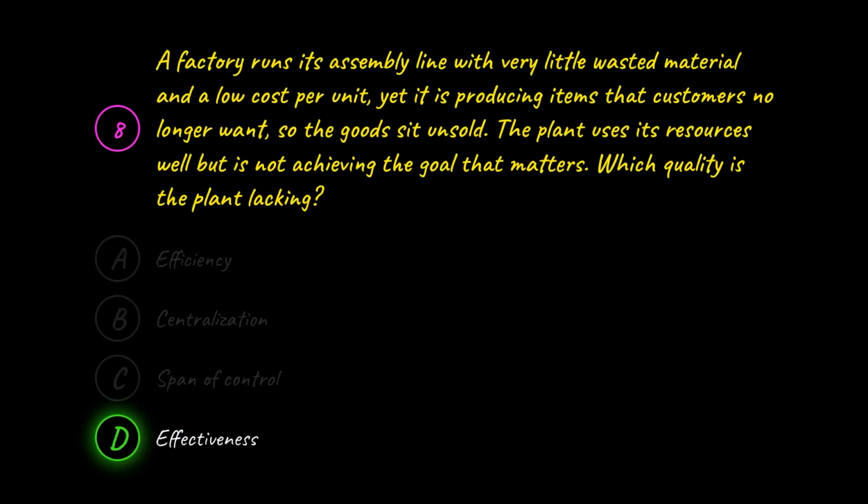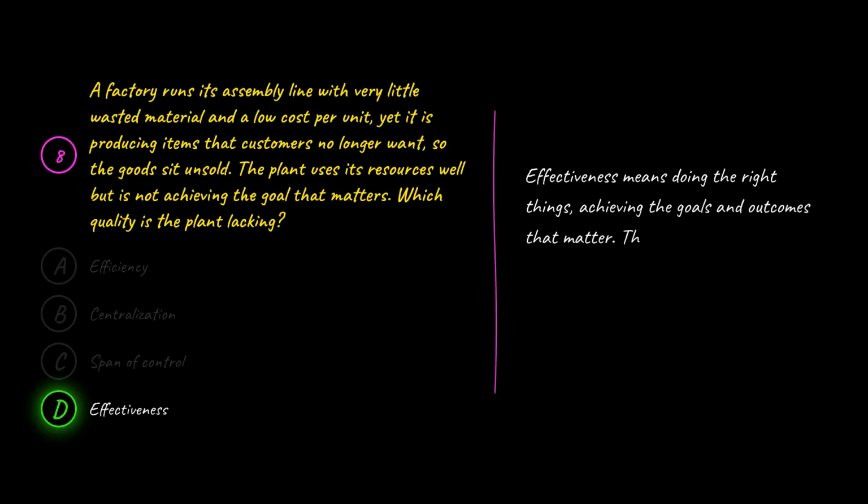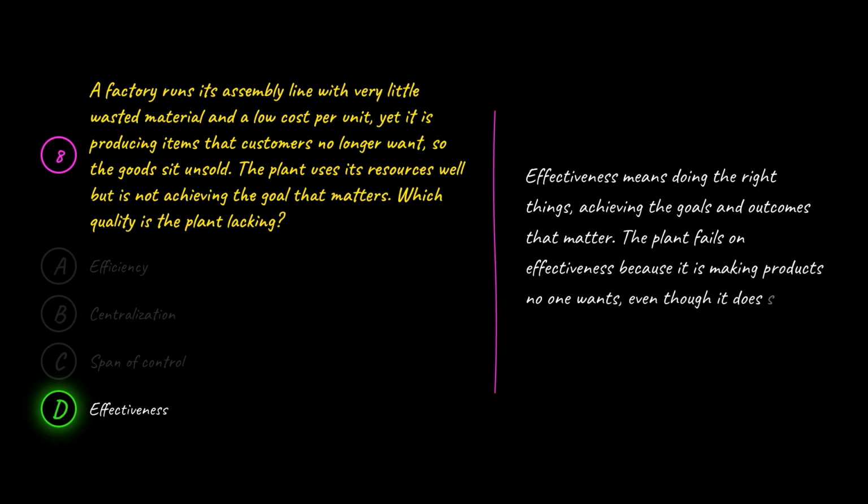The correct answer is D. Effectiveness. D is correct because effectiveness means doing the right things, achieving the goals and outcomes that matter. The plant fails on effectiveness because it is making products no one wants, even though it does so cheaply.